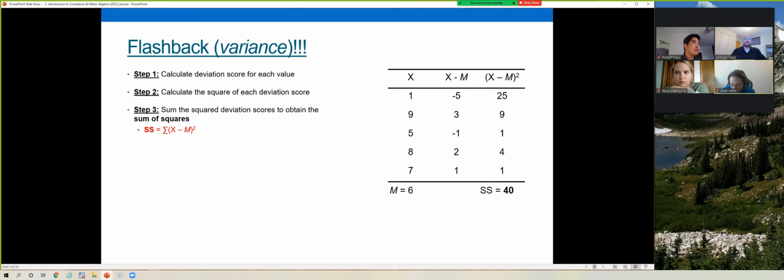Okay, so I've got my sum of squares. Then what I'm going to do is divide my sum of squares by the number of scores minus 1 to get to my sample variance. Bosch or Matt, Robert, it's probably been too long for you, but either Bosch or Matt, do you remember why we divide by n minus 1 instead of just the number of scores in the sample? So I remember it has to do with degrees of freedom.